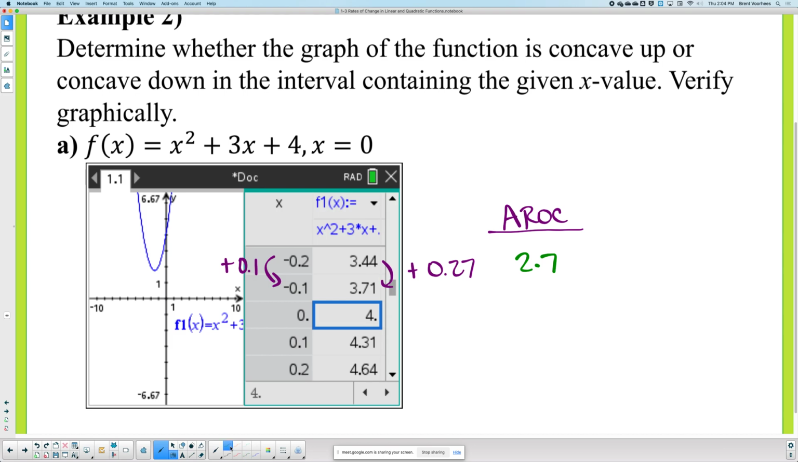Okay, let's go to our table. How much do we change going from 3.71 to 4? 0.29? That's what I'm hearing. Do y'all agree with that? Now, how much did the x increase by? 0.1. So 0.29 divided by 0.1 is 2.9.